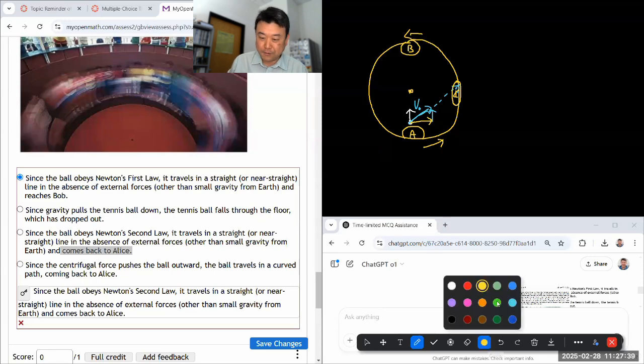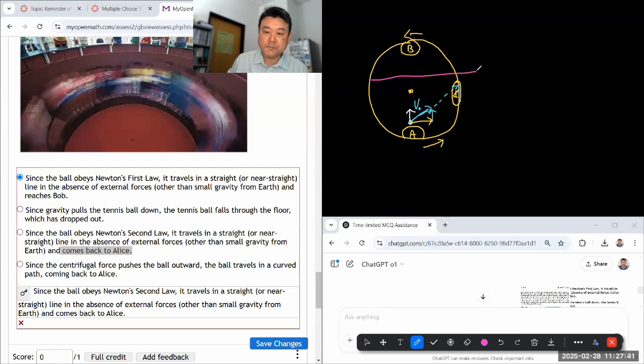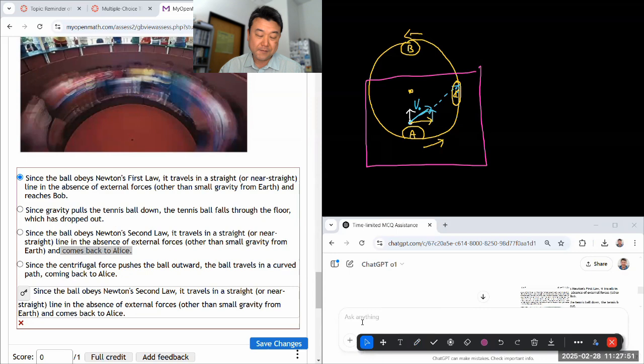And in an inertial reference frame, this would be the picture you basically see. And this is best described by the third choice there. So yeah, that was a tricky question. I'm not surprised that ChatGPT missed it. Again, even me, if I'm under a serious time limit, there's like a 50-50 chance that I could have missed it.